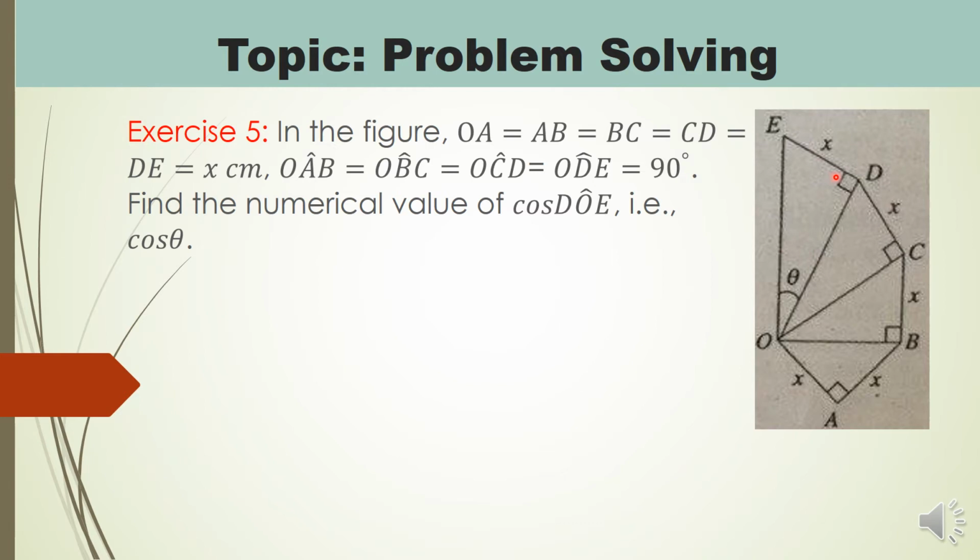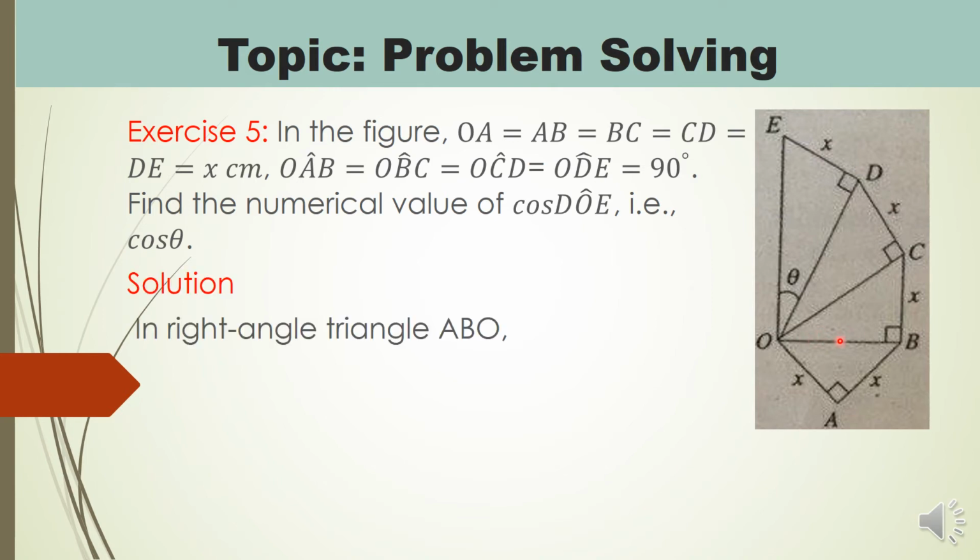You know, these are right angle triangles. If you want to find cosine theta, then you have to know the sides OD and OE, because OD is the adjacent side and OE is the hypotenuse. But we do not yet know OD and OE. So if you want to find OD, you have to know the side OC, but we do not yet know the side OB. So the first step, we have to find the side OB.